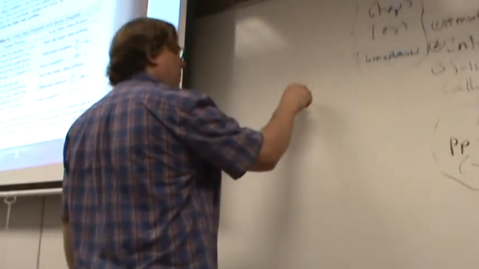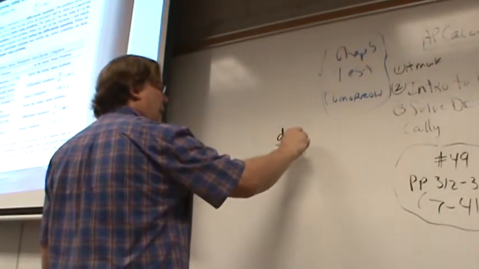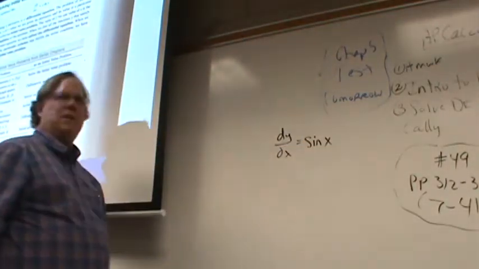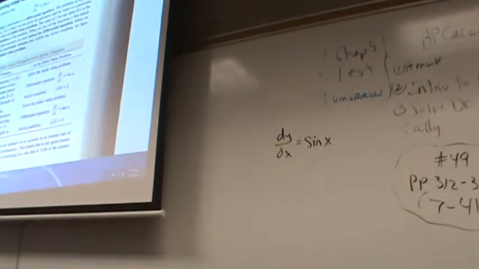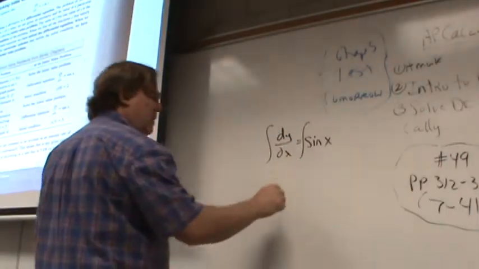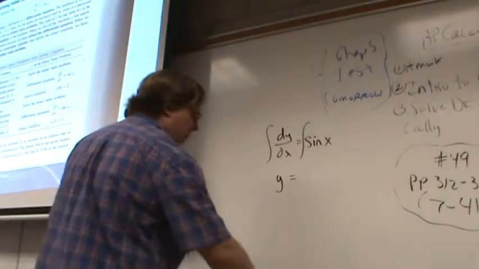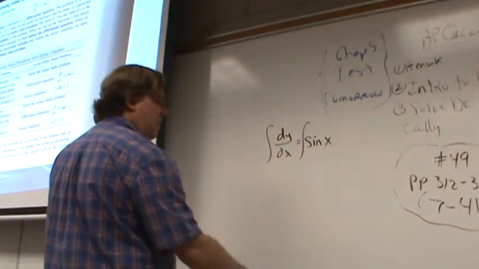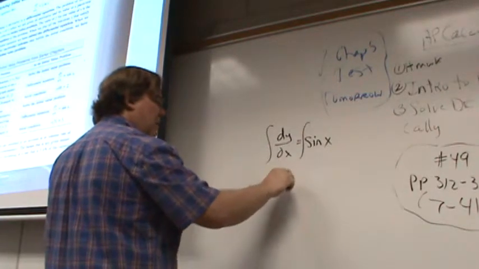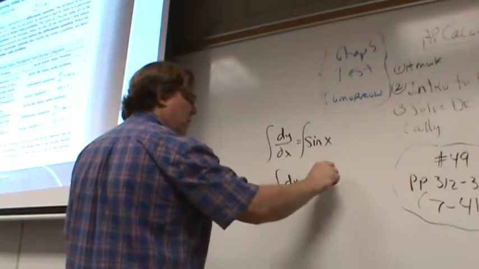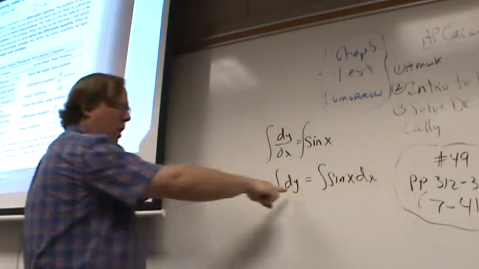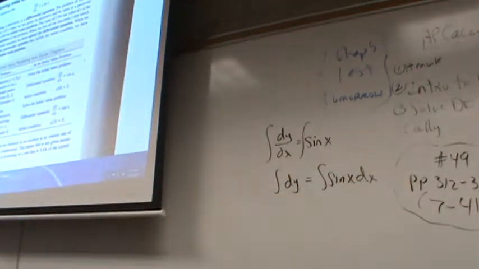Here comes an incredibly simple example. I've got dy dx equals the sine of x, correct? Well, if I want to solve for y, what do you suppose I'm going to have to do to both sides of the equation? Yeah, take the antiderivative. What I really should do at this point is multiply both sides by dx. So I get the integral of dy equals the integral of sine of x dx. That's proper form, okay? So I've taken the antiderivative of both sides of the equation.